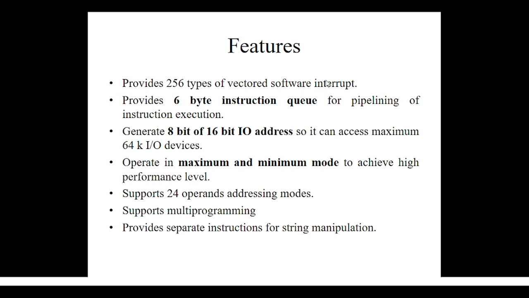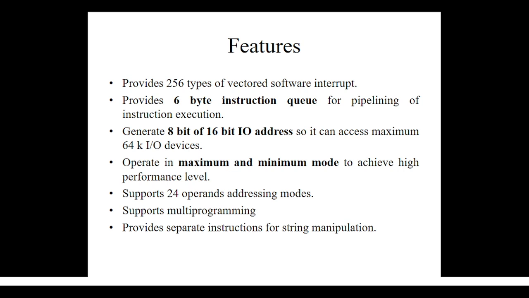There are two types of interrupts, software interrupt and hardware interrupt. In the case of software interrupts, there are a total of 256 types. An instruction queue is available for pipelining purposes, and it can execute instructions in a pipeline manner. Later in this course, we will learn the concept of pipelining in a detailed manner. For now, you only need to remember that 8086 has a 6-byte instruction queue for fetching, decoding and executing instructions.